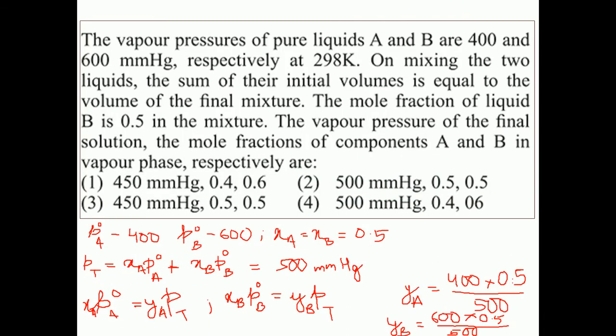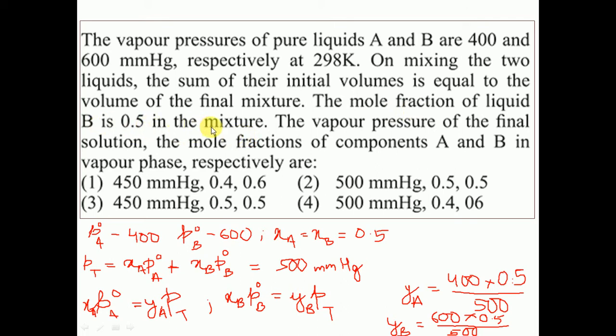The next question is based on Raoult's law, where two liquids will be there which are volatile in nature, and we will calculate the total pressure over the solution for those two liquids, right? So here they have given the vapor pressure of pure liquids A and B as 400 and 600 mmHg at 298 Kelvin. Then they said when they mix both the liquids, the sum of their initial volumes is equal to the final volume. So we can say that it is an ideal solution. After that they said the mole fraction of the liquid B is 0.5 in the mixture.